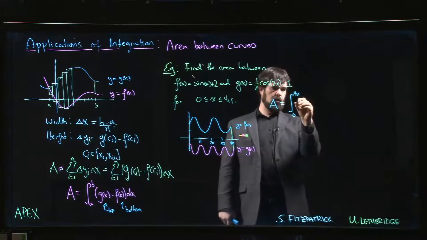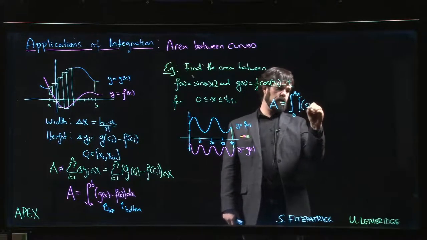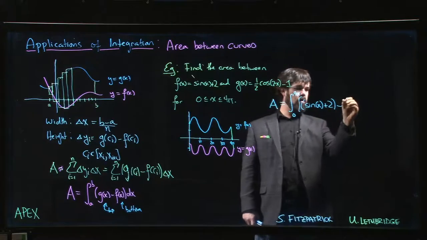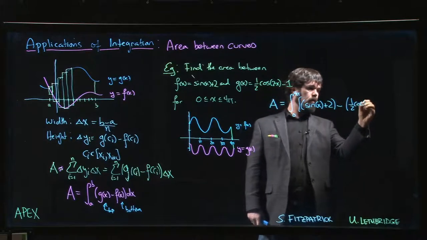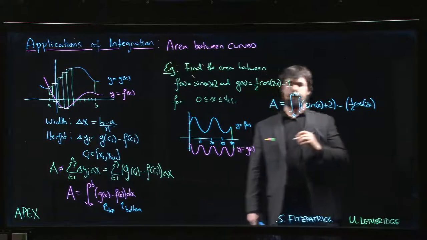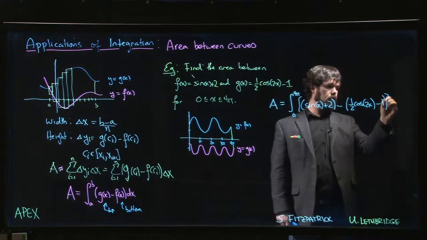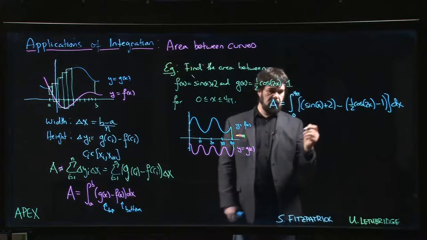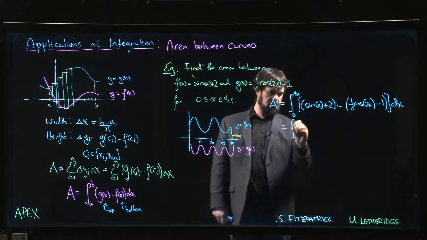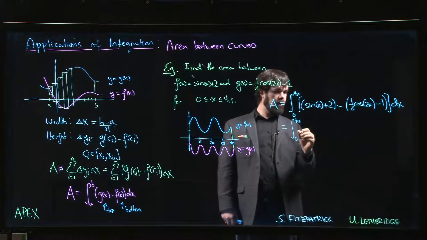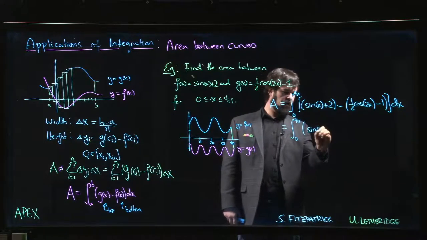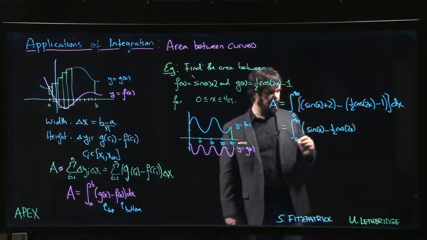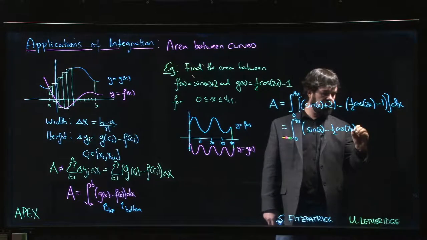Top minus bottom. So we're going to do sine x plus 2, subtract 1 half cos 2x minus 1, okay? And we integrate with respect to x. Might as well clean it up a little bit before we do that integral. So 0 to 4 pi, we've got sine x minus 1 half cos 2x, and then 2 minus minus 1 becomes 2 plus 3.